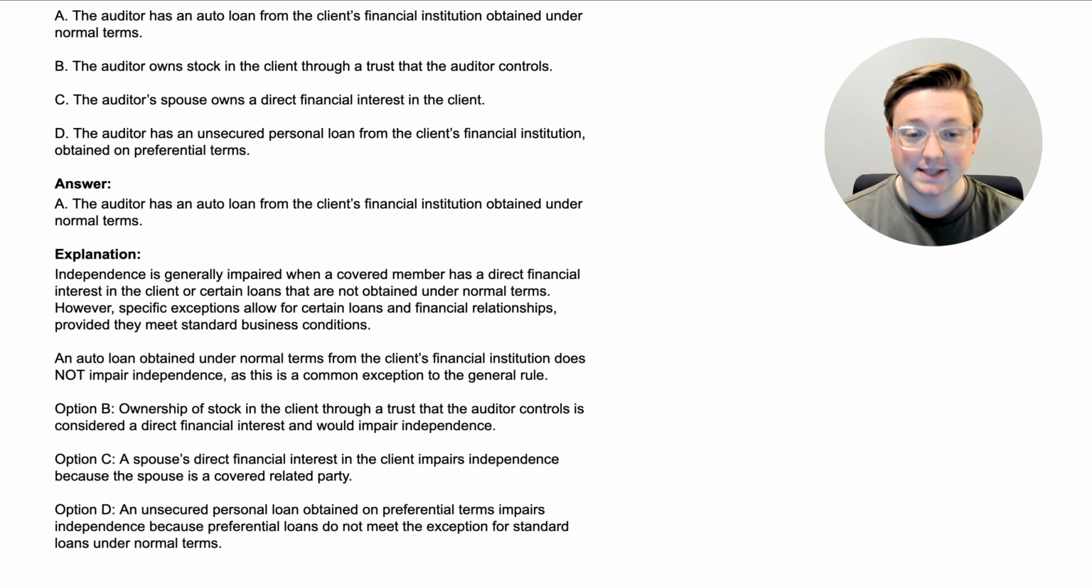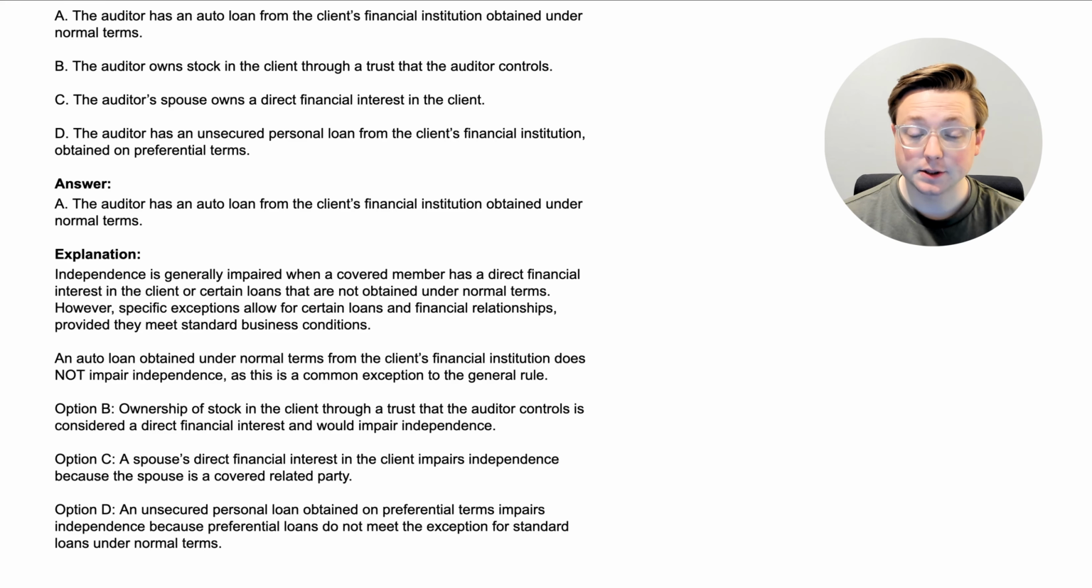All right, here we are. The answer is A. The auditor has an auto loan from the client's financial institution obtained under normal terms. That is something that would not impair independence. So let's walk through this. Independence is generally impaired when a covered member has a direct financial interest in the client or certain loans that are not obtained under normal terms.